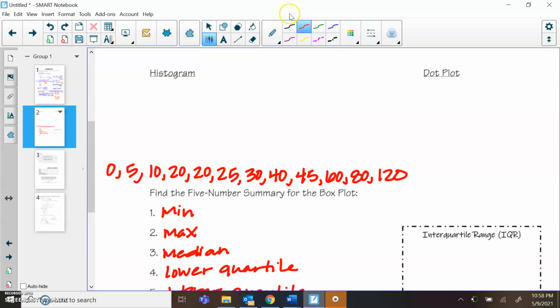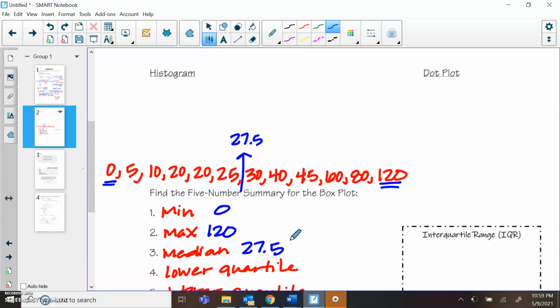Okay, so I find the minimum. The minimum is the lowest number, so that has to be 0. The maximum is the highest number. That has to be 120. The median we found earlier was in between 25 and 30. So we said the median was 27.5.